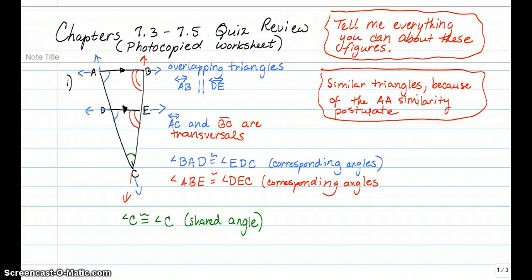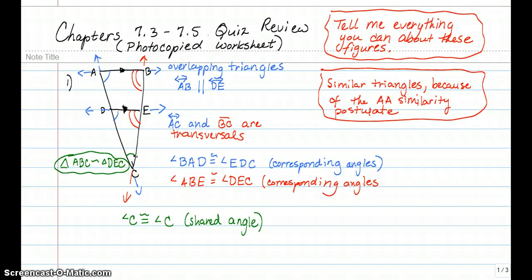This triangle, let's just make sure we write this. We have triangle ABC, and the similarity statement would be triangle ABC is similar to triangle DEC. Make sure you match up your corresponding parts. Okay, so there we go. Angle ABC, and then we match up corresponding parts. It's similar to triangle DEC.